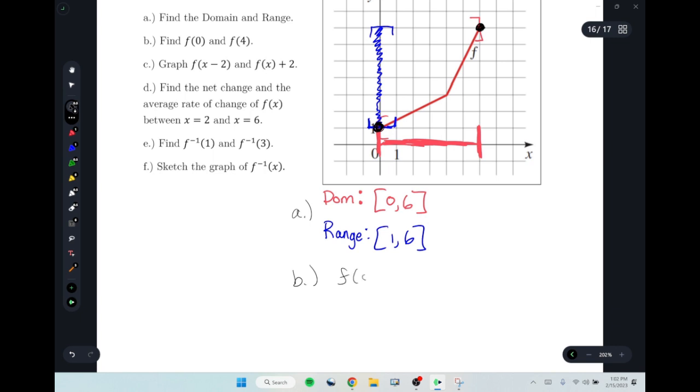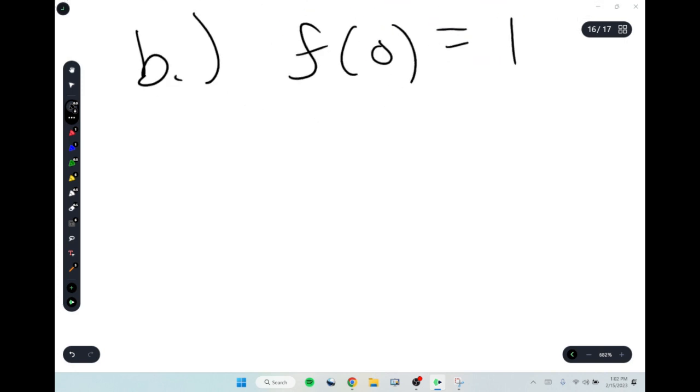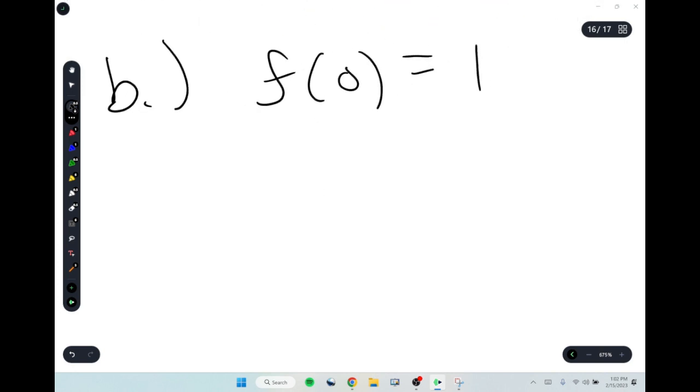Part B. Find f of 0. 1. You just look at where this function is when x is equal to 0. You get 1. Here's the question of the year so far, which is really more struggle than it should be. I shouldn't even have to ask the question. What is that? A function.